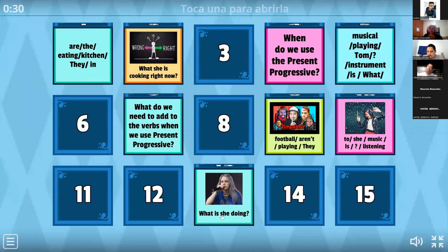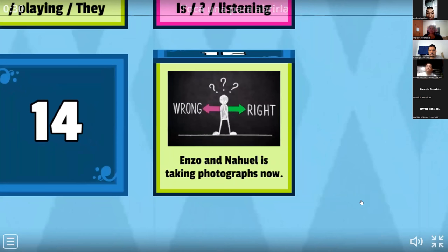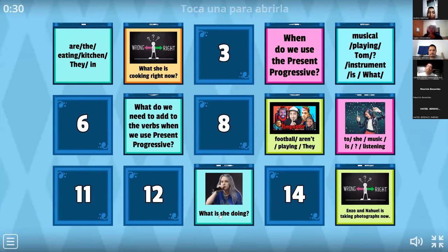Okay, Andres, give me another number. Number 15. Okay. Nahuel is taking photographs now. Is it wrong or right? It's wrong. They are taking photographs now. Are, because they are, because they're they. Okay, very good. Yes, because there are two people. Okay, good. Thank you so much.